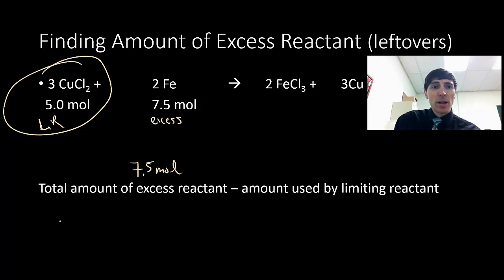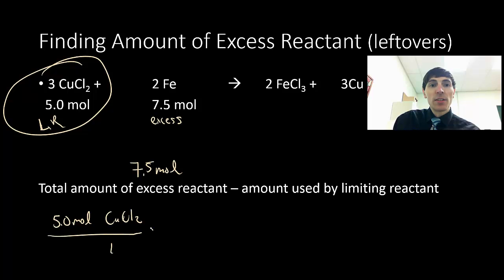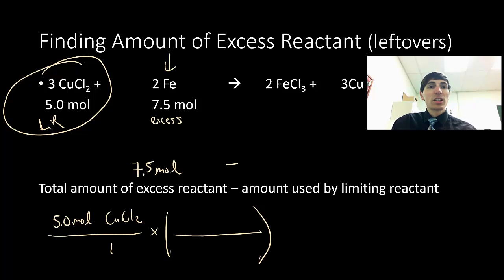So I go back to my limiting reactant. It was 5.0 moles of CuCl2. Now I need to figure out how much of this other reactant was used by my limiting reactant. Just look at the units. I have 7.5 moles of Fe, so I'm going to need moles of Fe to subtract from there to figure out how much excess I have left over. So I need to convert and figure out how much iron was used from those 5 moles.